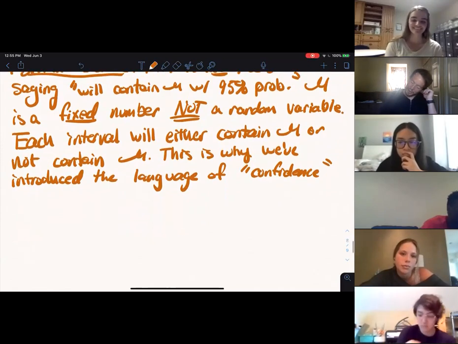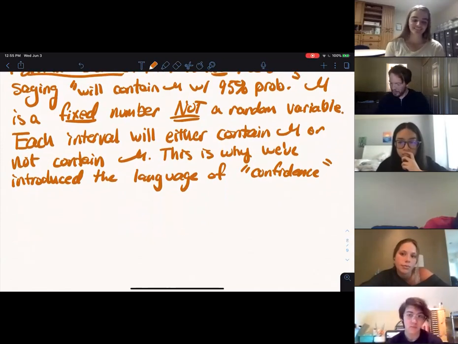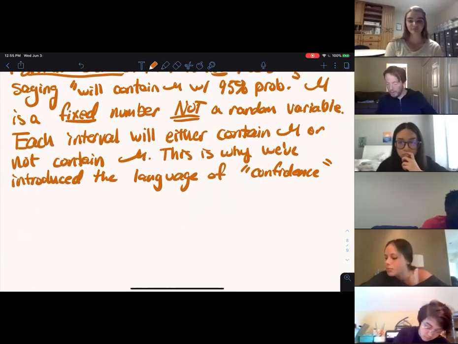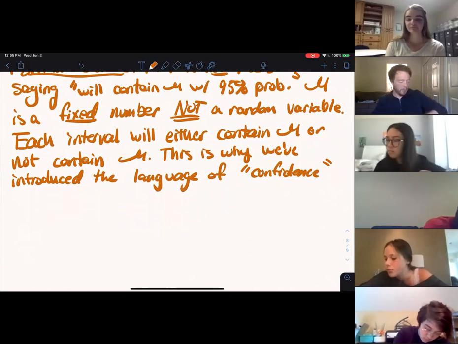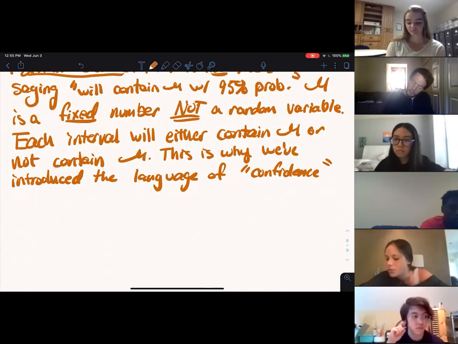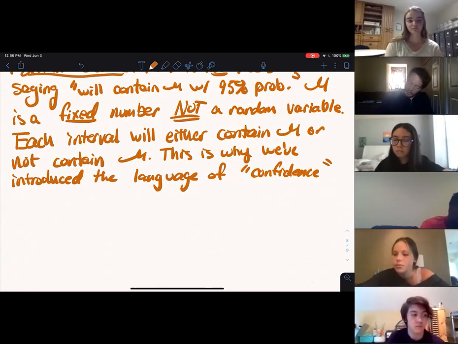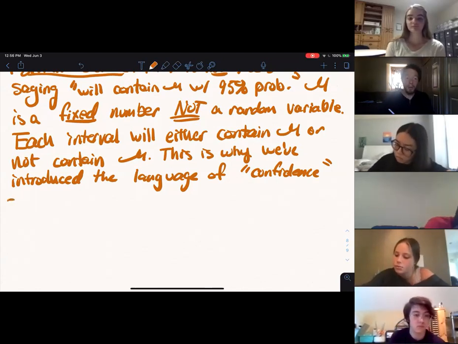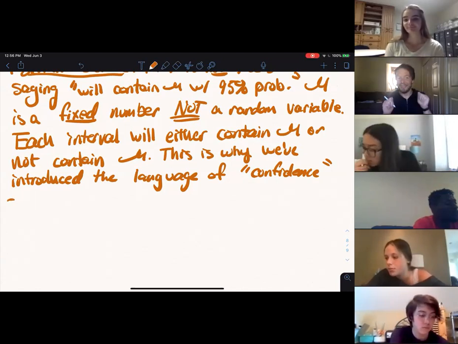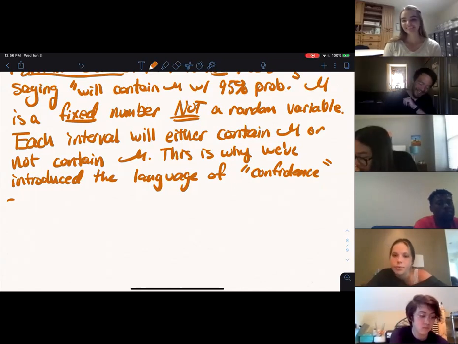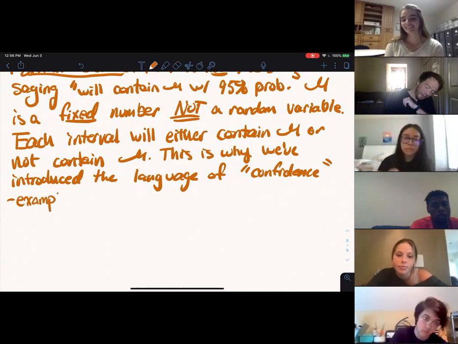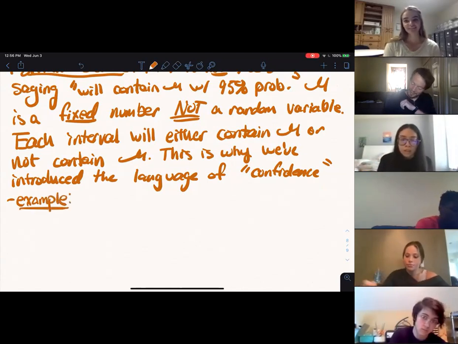Okay, so I'm going to do one more example with these confidence intervals, and then that is going to be it for this lecture. I go into it a little bit in more detail in the lecture video. So let's do this example, and then I'll stick around for any questions. Or are there any questions now? Okay. You're all pros at confidence intervals.